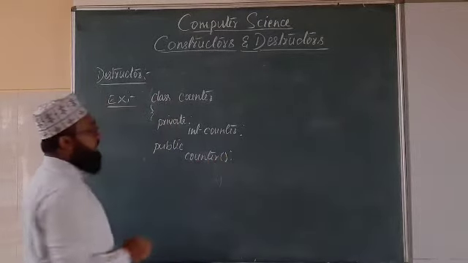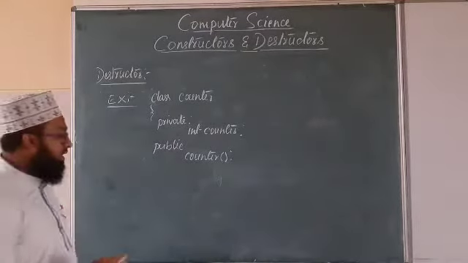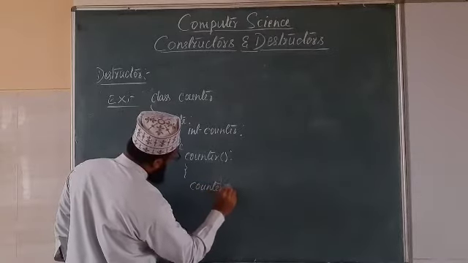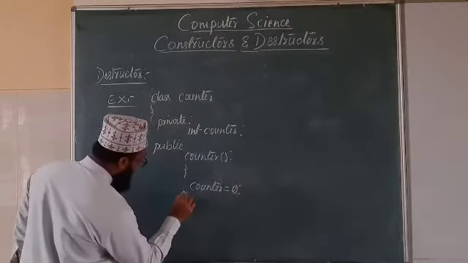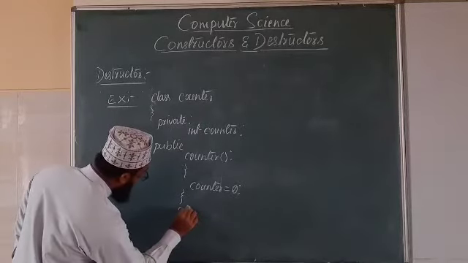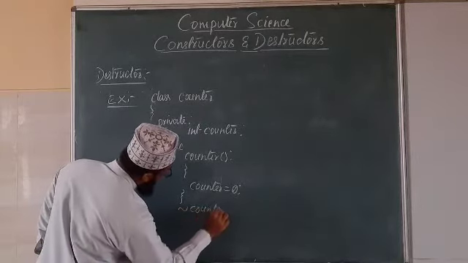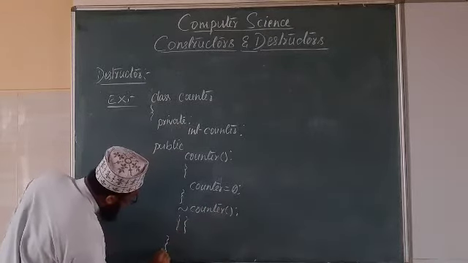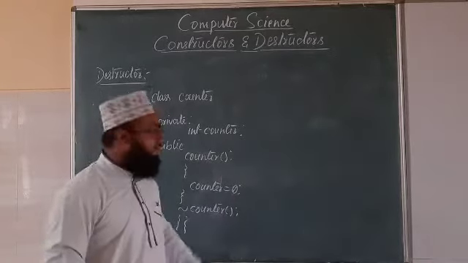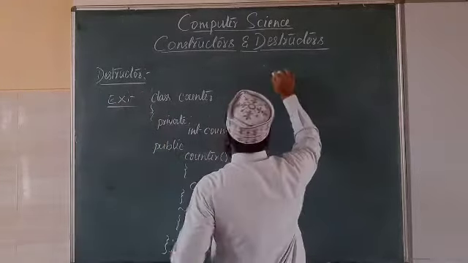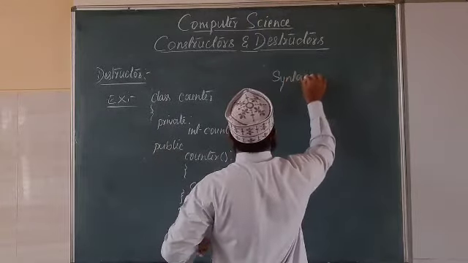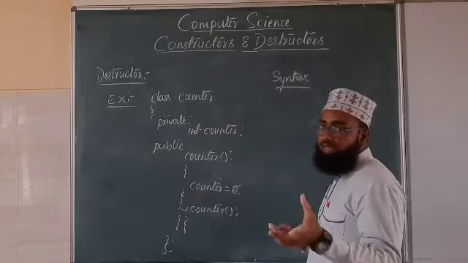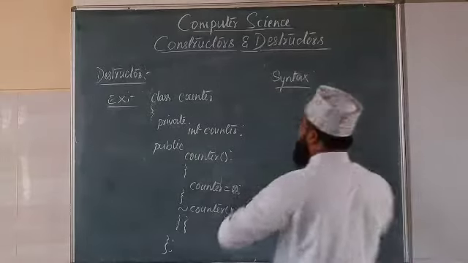See, this is a constructor. After that, give the value of the constructor: counter equals 0. After that, use destructor followed by tilde counter. This is the destructor. Then the class is closed. This is the example. Before this, I have given an example. Now I am giving you the syntax. Before this, what I had written is also an example, not a syntax. But the syntax is here.